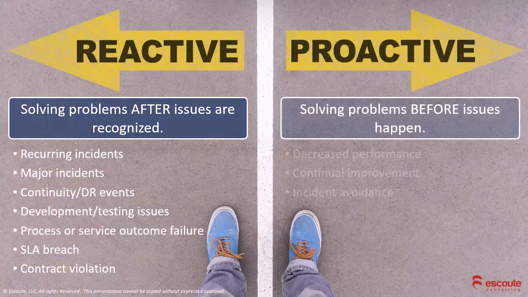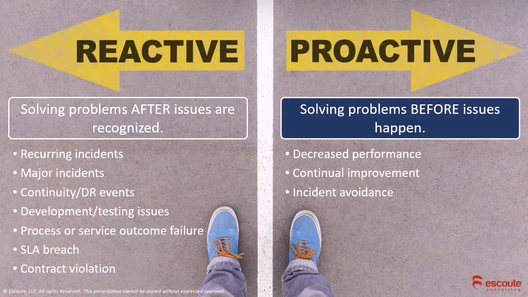That's what contract violation. Those could be all reactive. How do we identify potential proactive problem tickets? Well, things like decreased performance, continual improvement areas, and to avoid an incident.